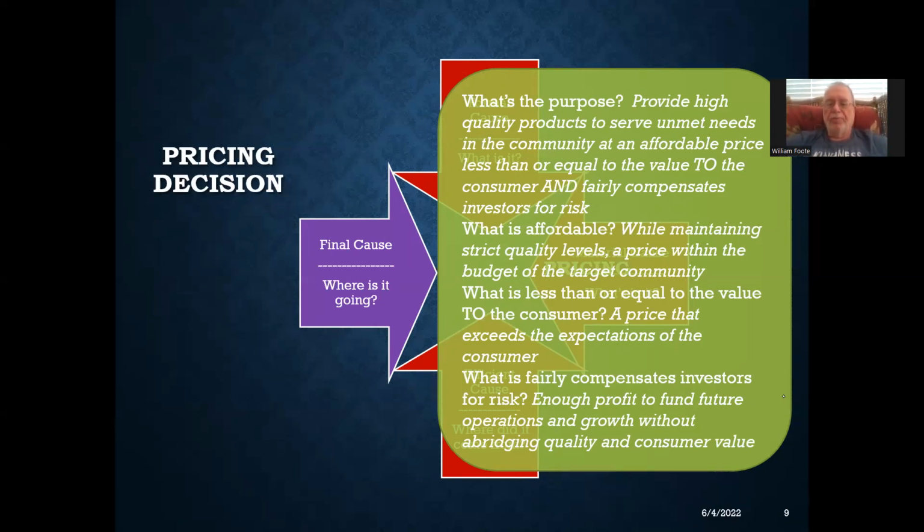And then we get down to, again, peeling the onion. What is affordable? Price. What is less than or equal to the value to the consumer is really important. A price that exceeds the expectations of the customer. What is fairly compensating? Enough profit to fund the future. Okay, we're going to use all of these as guideposts in what we do next.